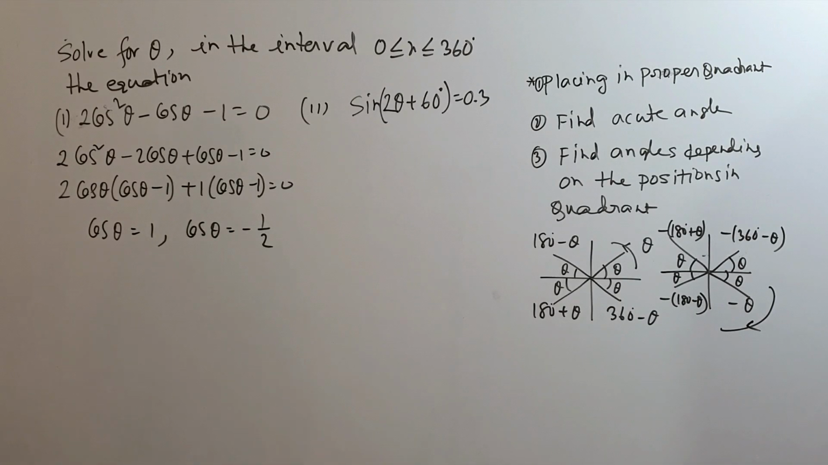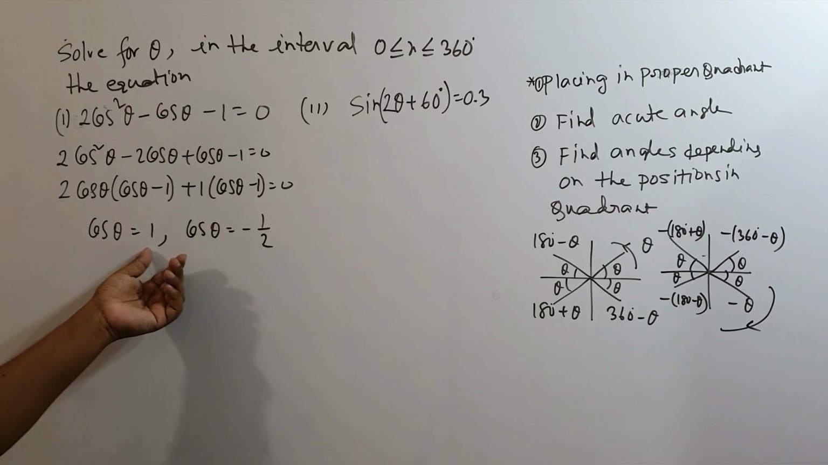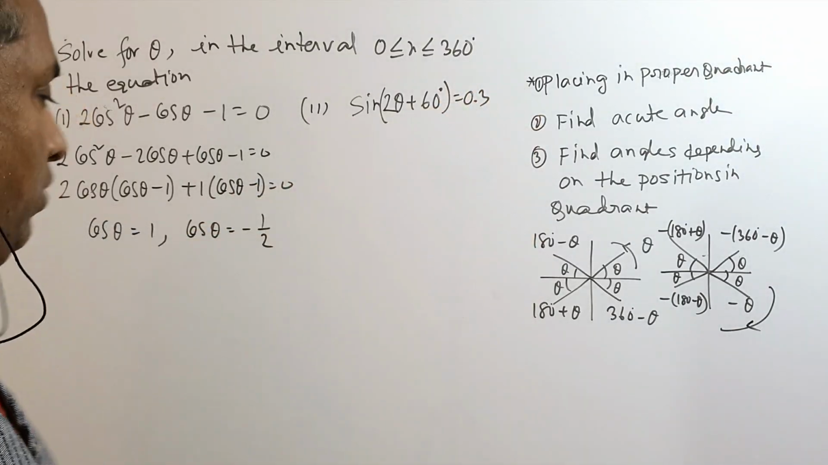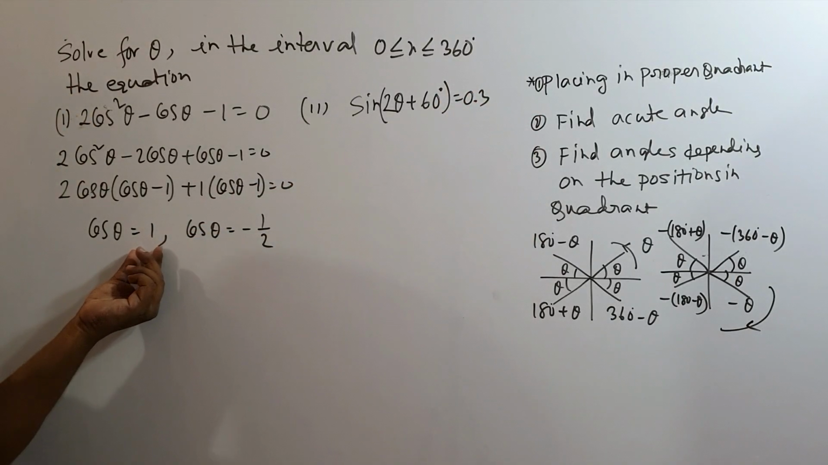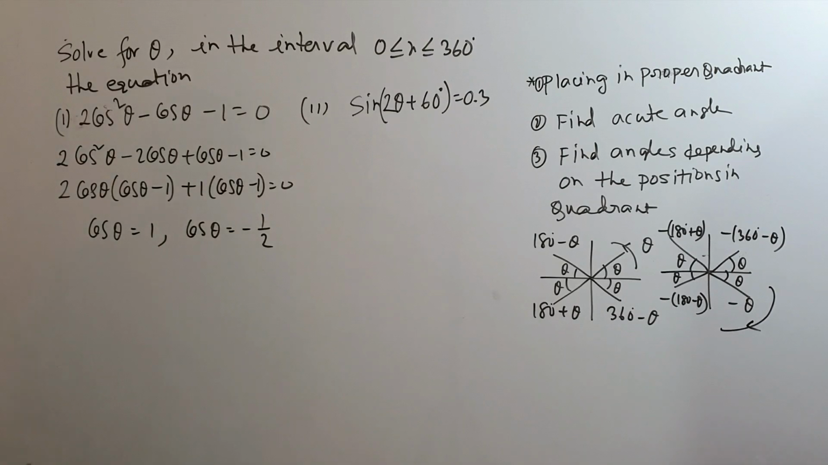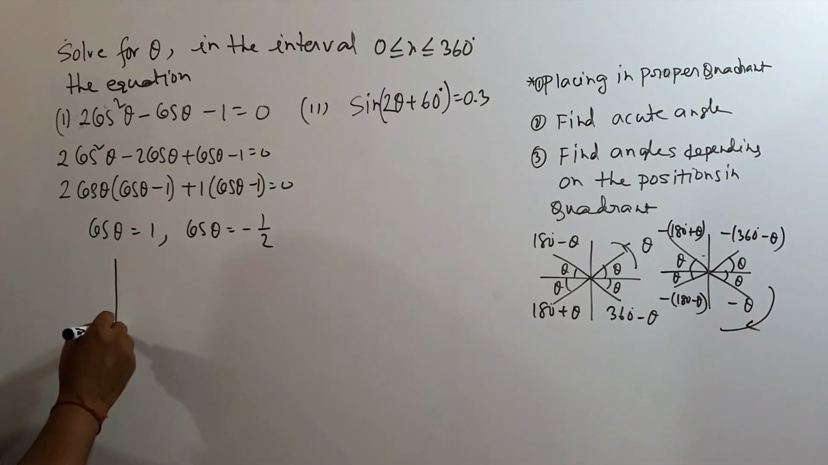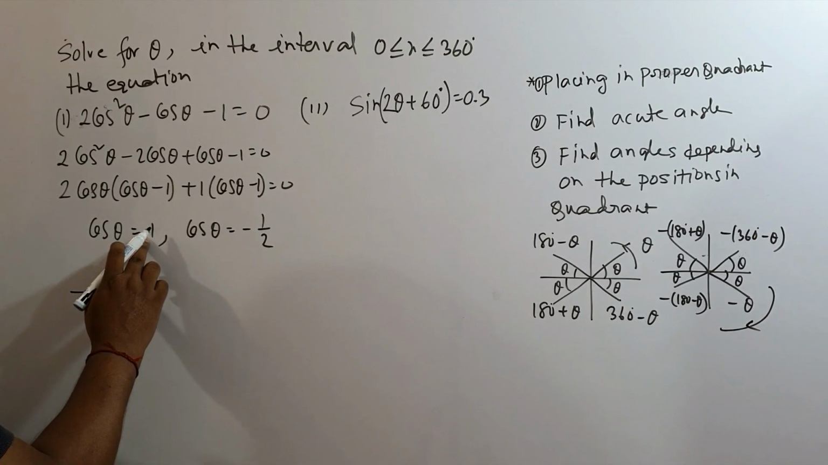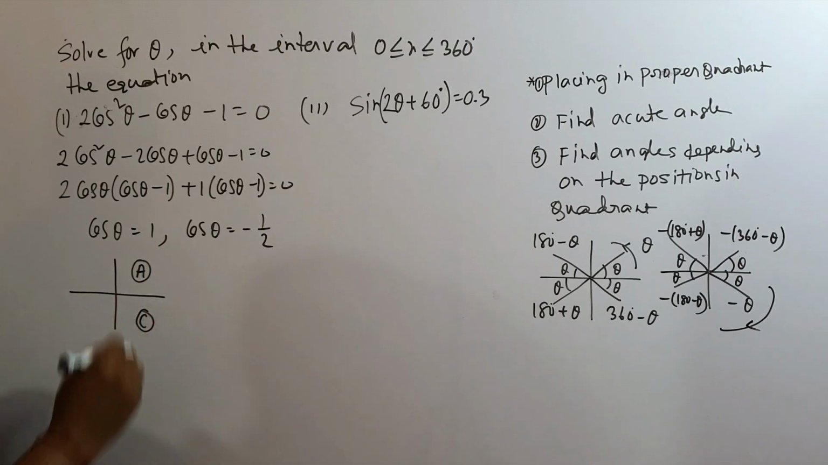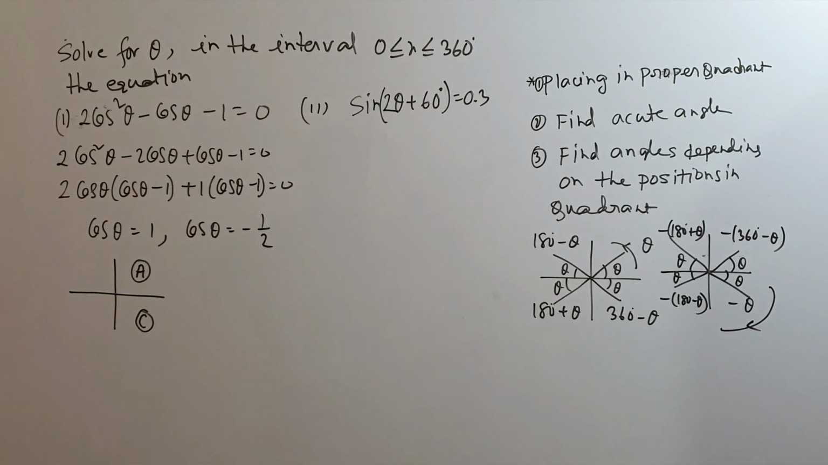But the problem in this case is that when you take the inverse of this one, you won't get an acute angle. But don't worry, we will follow the rules and consider everything in terms of the acute angle. You will most probably get 0 degrees if you do cos inverse. So let us first place it in the proper quadrant. Since this is positive, we can have this quadrant and this quadrant. So there are two values of cos theta: cos theta equals 1 or cos theta equals minus half.